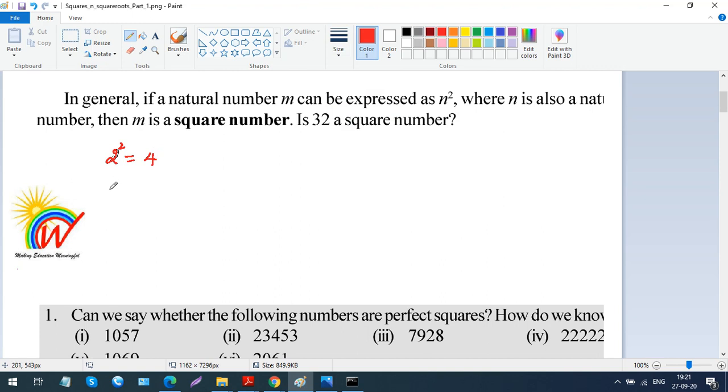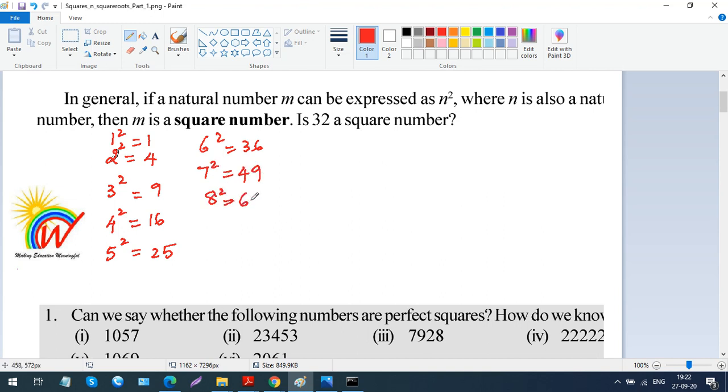If I say 3 square, it means you have to multiply 3 two times, right? 3 into 3, which is 9, correct? So you will write 9 over here. And then 4 square is going to be 16. 5 square is actually 25, isn't it? Obviously 1 square will be 1 itself. 1 into 1 is 1. Then you have 6 square, which is 36. 7 square is 49. 8 square is 64. 9 square is 81. And 10 square is 100.